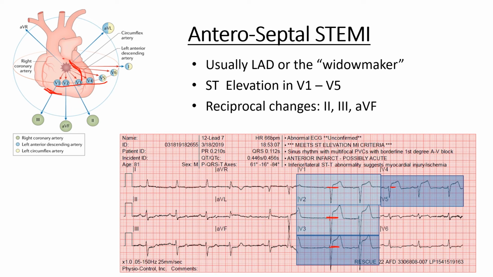And so we look over at 2, 3, AVF again, and look what we see. We see depressions. They're a little subtle, but they're there in 2, 3 and AVF. And so we'll call this an anterior septal infarct. That means that this blood flow is not going very good, and this whole left side of the heart is really struggling to depolarize like it used to. So this is a STEMI.